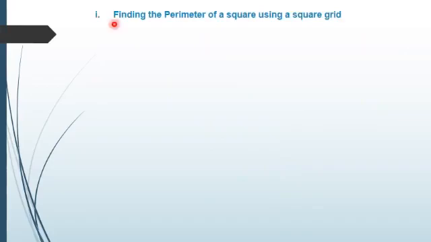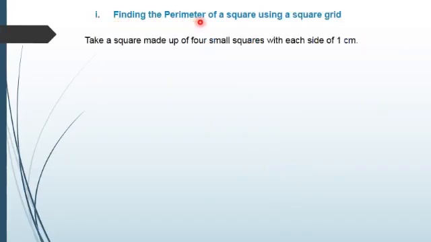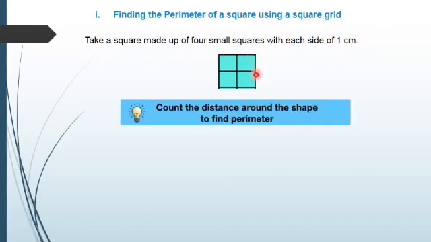Number 1, finding the perimeter of a square using a square grid. So here we take a square made up of 4 small squares with each side of 1 centimeter. In finding the perimeter, we want to know how far it is to move around the outside of the shape. So we need to count the distance around the shape to find the perimeter. Let's look at how we can do that.